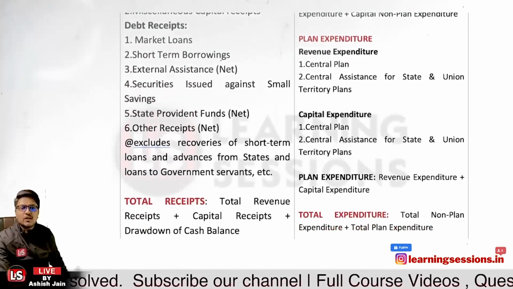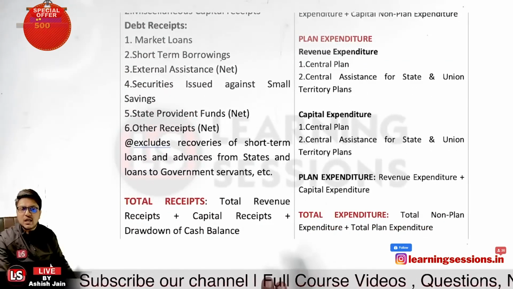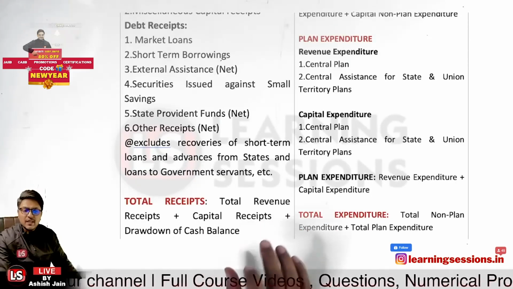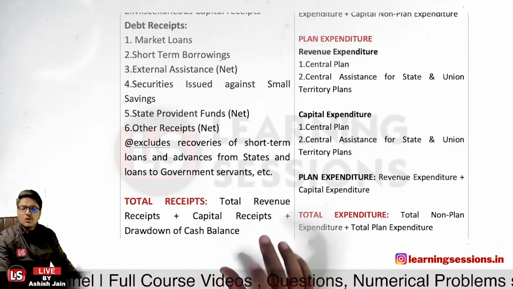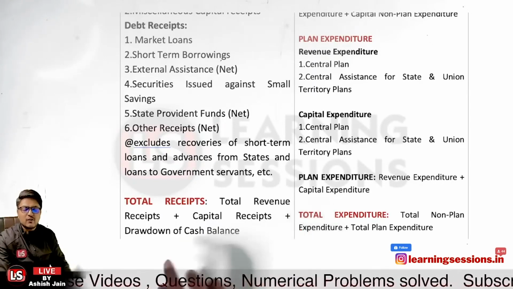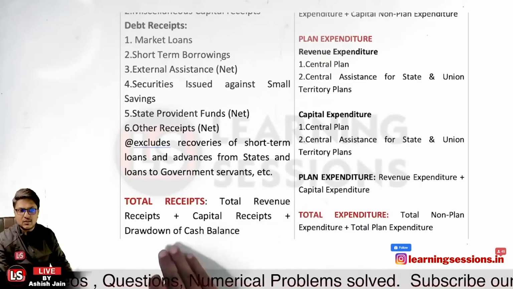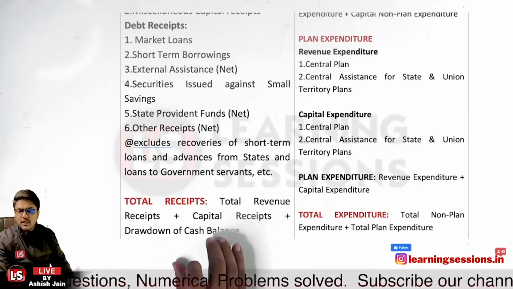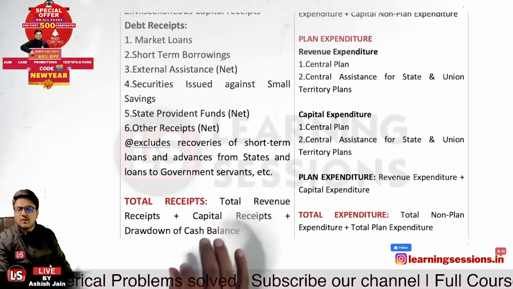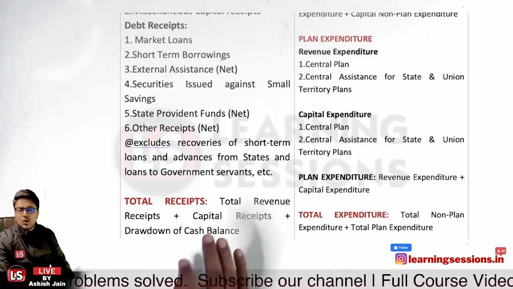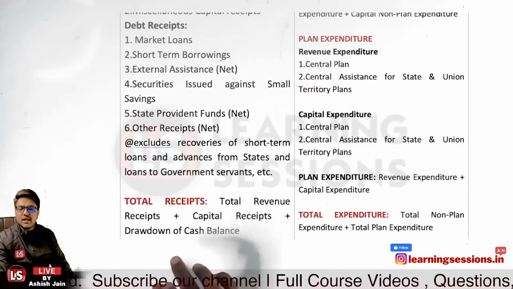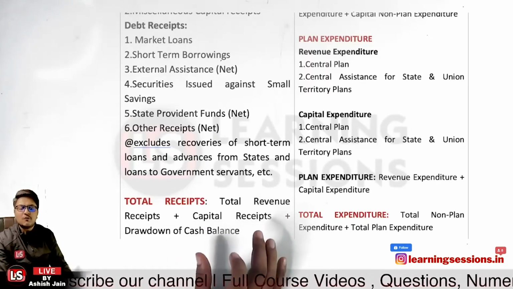So we can say the total receipts are equal to what? Total receipts are equal to total revenue receipts plus the total capital receipts plus the drawdown of cash balance, which will be taken as such. Now, what is the drawdown of cash balance? It is not that important from the syllabus point of view and from the exam point of view, but you must have an idea of what a drawdown of cash balance is.